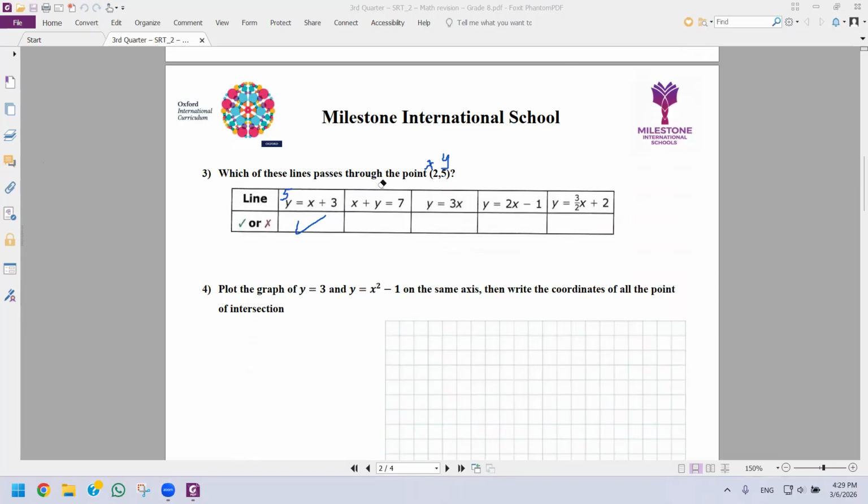Now another one. We have x and y. Let's put x 2 and let's put y 5. 2 plus 5, 7. Is it equal to 7 here? Yes, that's correct. So it also passed through that point, 2, 5. Then y equals to 3x. Instead of x, I should put 2. What does that 2 mean? This 2 means multiplication. 3 times 2, 6. However, in the point, what do I have? I have y equals to 5, not 6. So this point is wrong because these two numbers don't match.